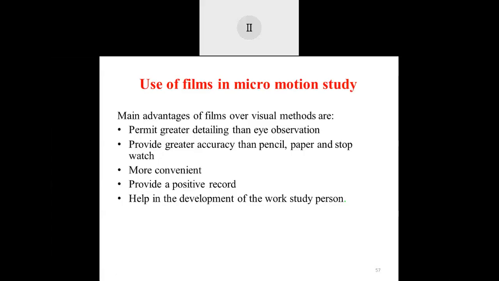Also, it will provide a positive record. Suppose during the activity some positive things happen, some path we follow which gives an optimized time, or some other positive activity happens. Later on, we can show it as an example. So if we record this micro motion study on film, it provides a positive record. Then it also helps in the development of the work study person. So these are the advantages of films over visual methods.